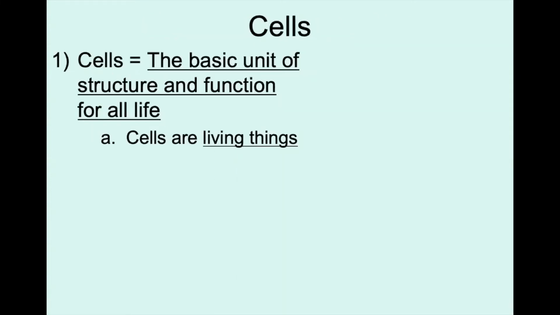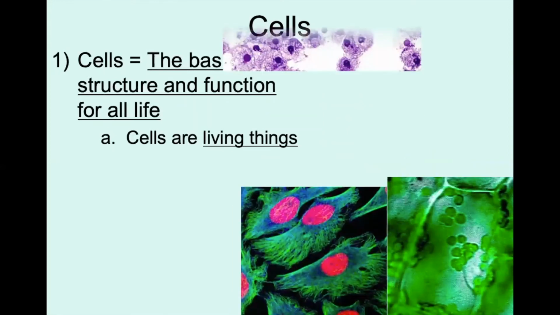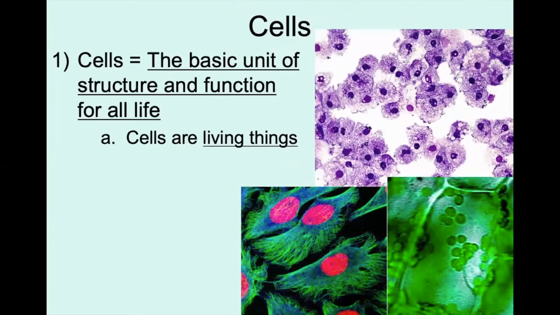What is a cell? If you don't remember from taking vocabulary, a cell is the basic unit of structure and function for all life. Meaning, the basic unit of structure, this is what you are made out of, and function, they have jobs to do that keep you alive. Cells, in and of themselves, are living things. Here are some pictures of different cells. Each one is an individual life, all working together to keep you alive. How weird is that? You are a living thing made up of a bunch of different living things. That just blows my mind.